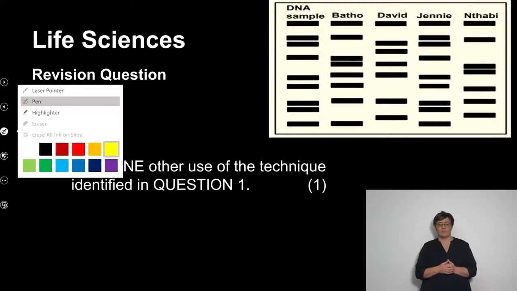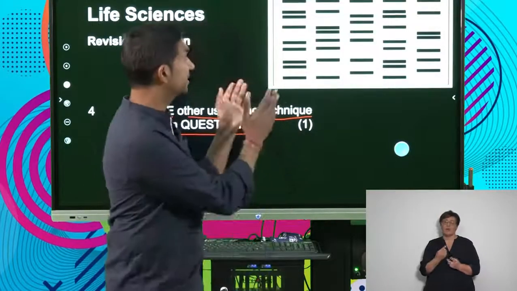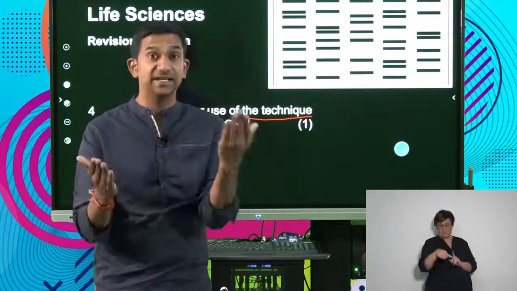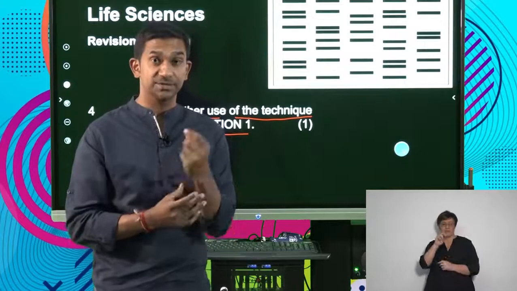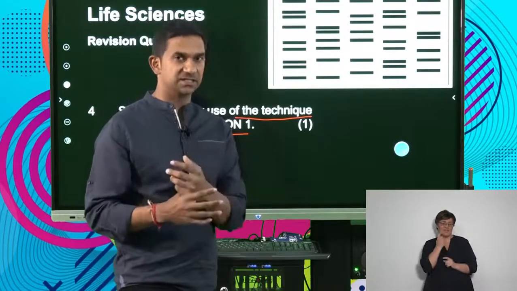State the next question. State one other use of this technique identified in question 1. So the technique is DNA profiling. As I mentioned, it's used firstly in solving crimes. And that's the principle based on identifying individuals and finding matching DNA samples to that individual. That's kind of the most convenient and easiest answer that we can use.